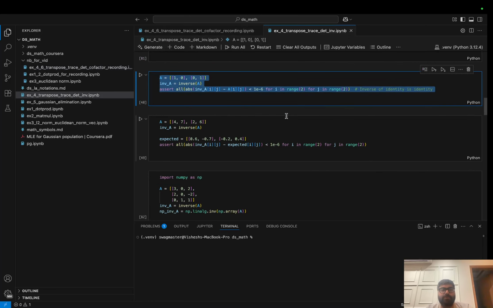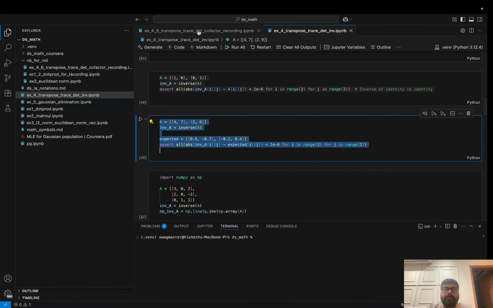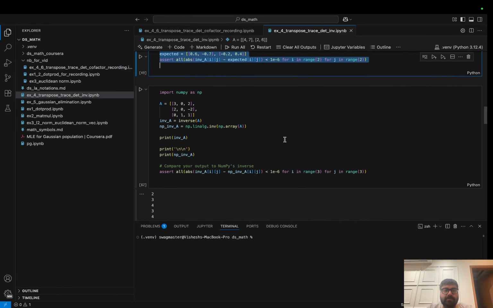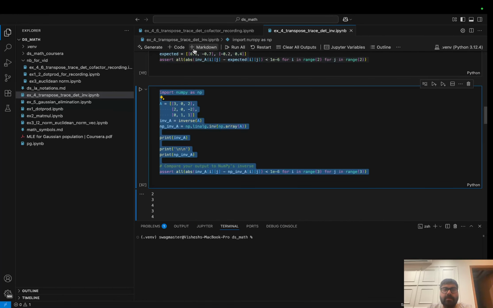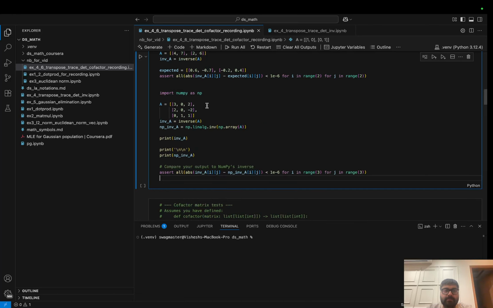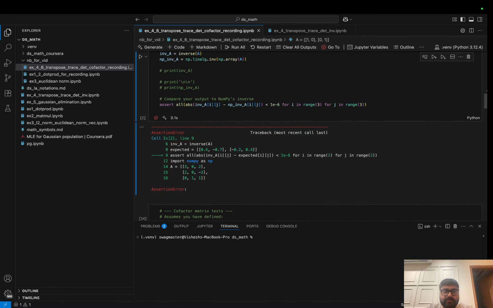Okay, let's get a few more going. Let's see, what else is there? I think we got some over here. Actually, I'm just gonna drop these prints. Let's just run these. Ooh.